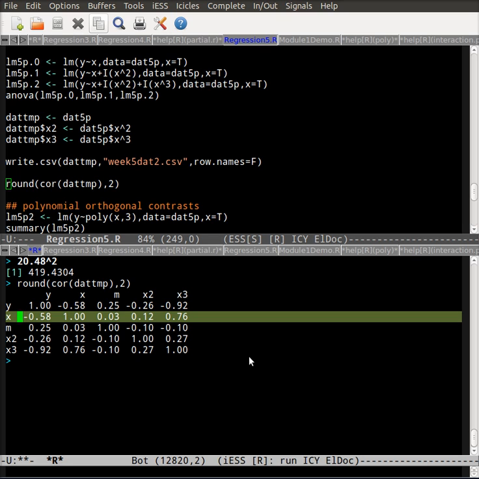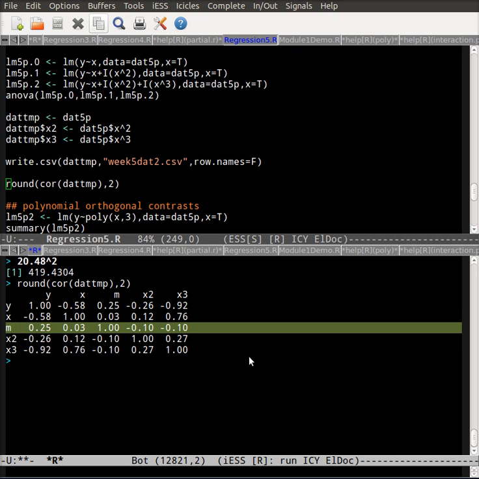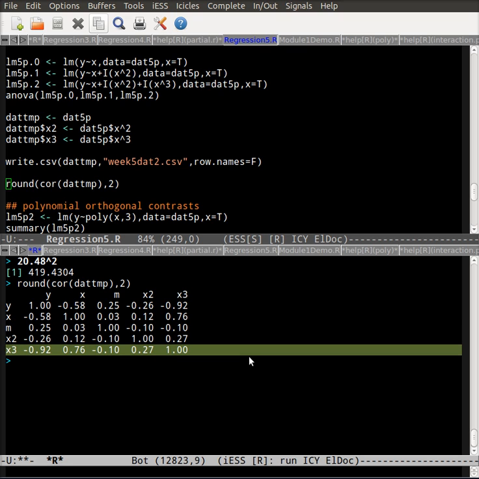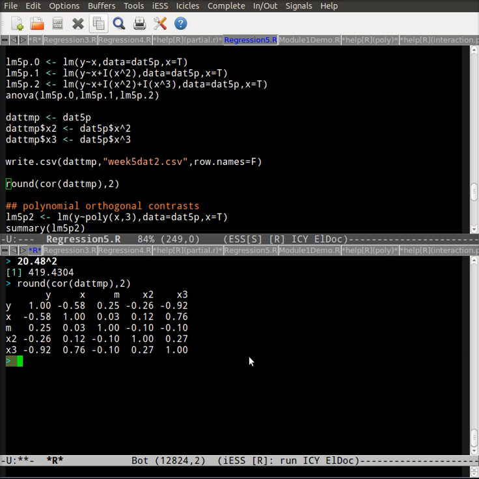So you can see x and y have a minus 0.58 relationship. And our moderator has a 0.25 correlation. And then x and x squared correlate 0.12, and x and x cubed correlate 0.76. So this tells you that there is a fairly high collinearity, or there's multicollinearity in our model.